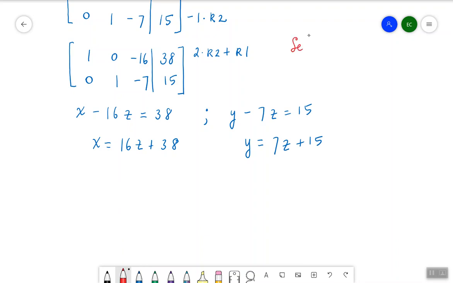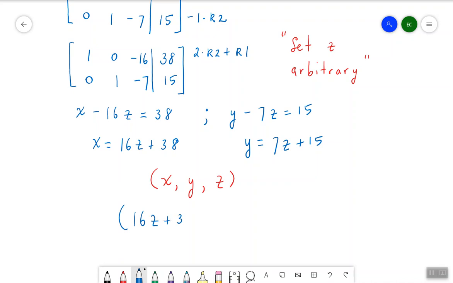So z is the arbitrary variable. We have x and y each in terms of z, and we can go ahead and write our answer. Remember, the answer should be an ordered triple. And so for x, we're going to write the expression in terms of z. And for y, we're going to do the same thing. And then z is just z.